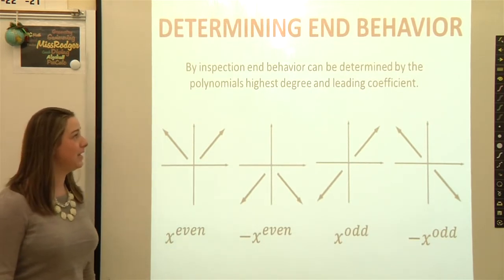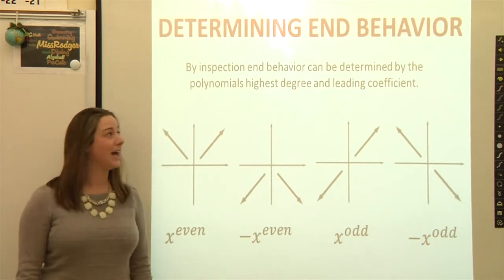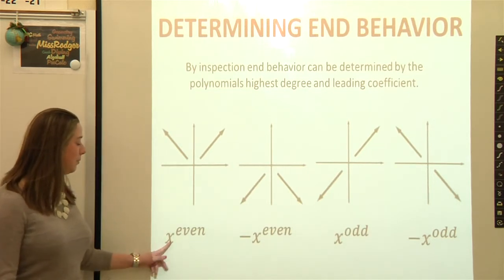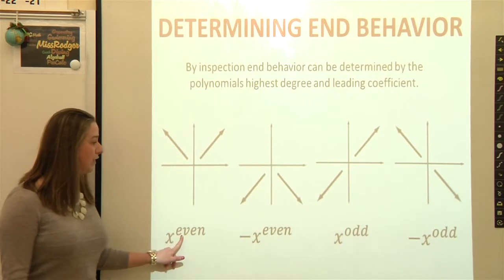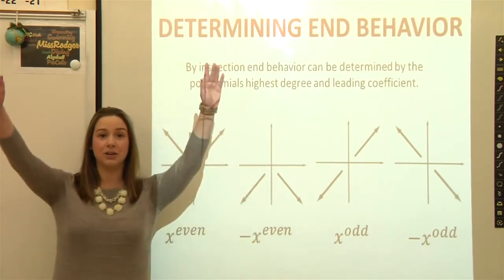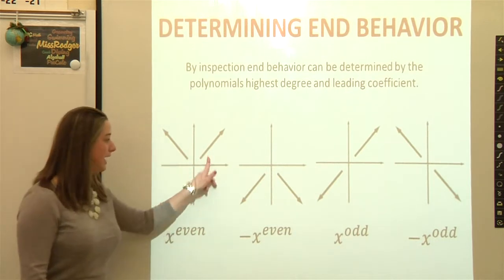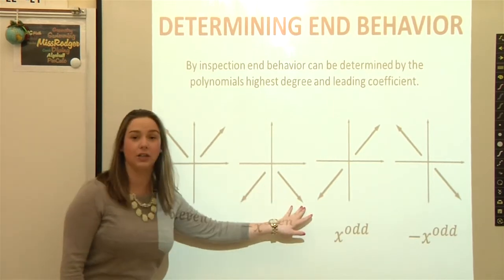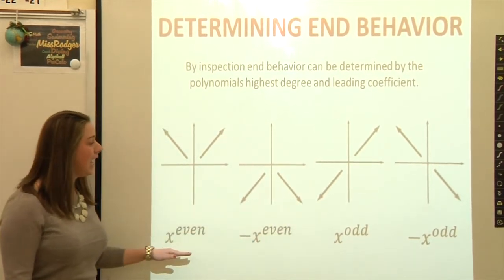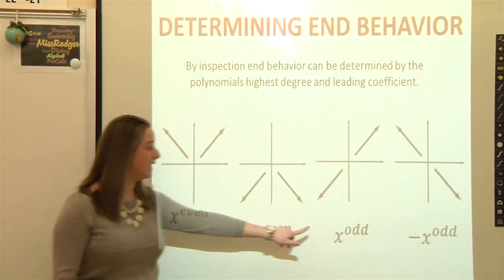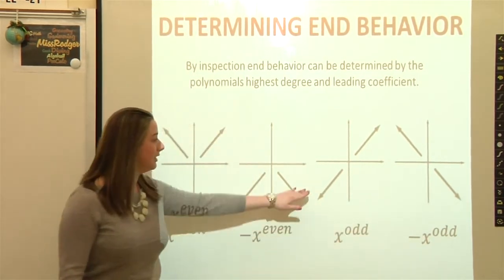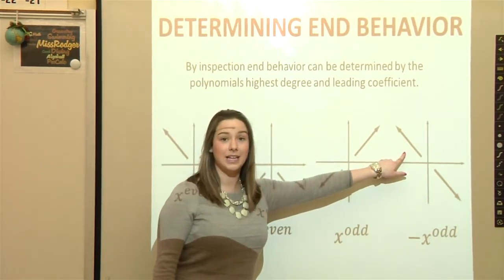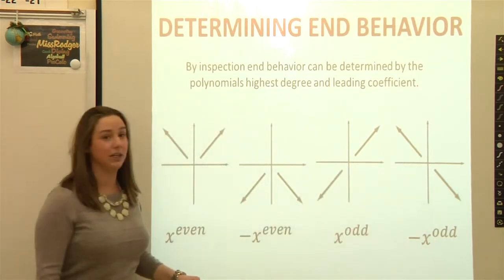So by inspection, end behavior can be determined by the polynomial's highest degree and the leading coefficient that goes with it. When the highest degree is raised to an even power, the polynomial's end behavior is going to either go up, up, or down, down. We can think about this as the left side rising and the right side rising, or the left side falling and the right side falling. When the highest power is an odd number, we're going to notice either the left side falling and the right side rising, or the left side rising and the right side falling.